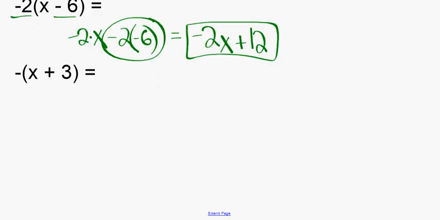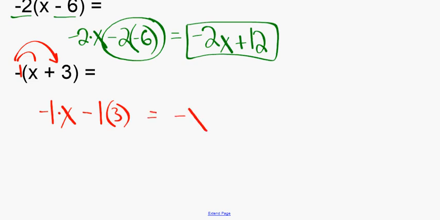And then one more. There's no number in front, but I do see a negative sign. That's because this is a -1 in front. So it's -1 times x, and then -1 times 3. This is the same as -x minus 3.